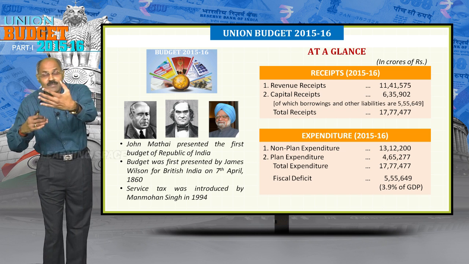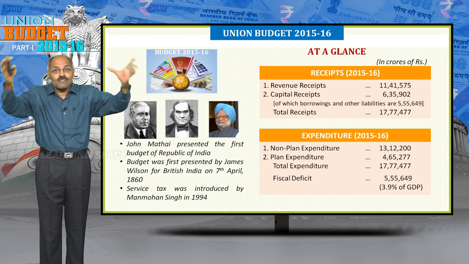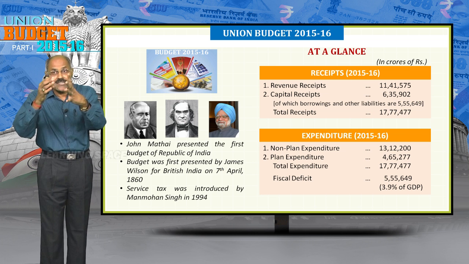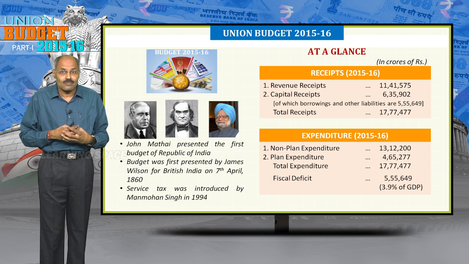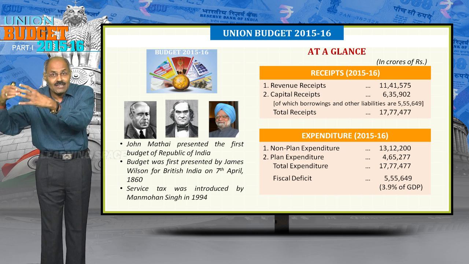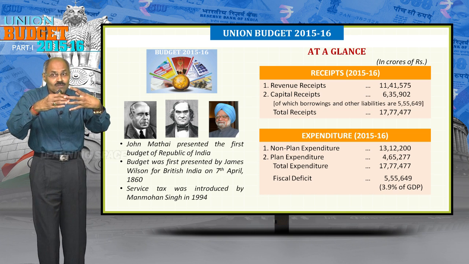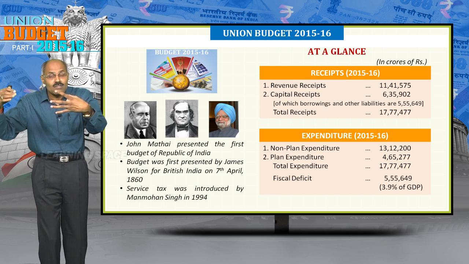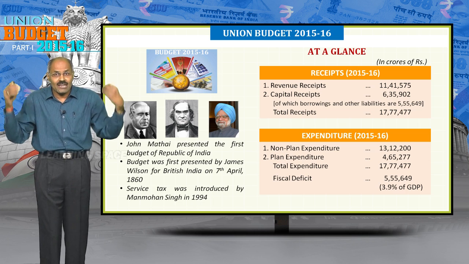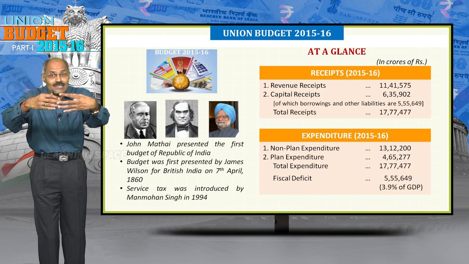Budget consists of receipts and expenditure. The size of our budget for 2015-16 is 17,77,477 crores of rupees. How are we getting our receipts? That is revenue receipts, around 11,41,000 crore rupees, through imposition of various taxes: customs duty, excise duty, income tax, corporation tax. These taxes are revenue receipts.